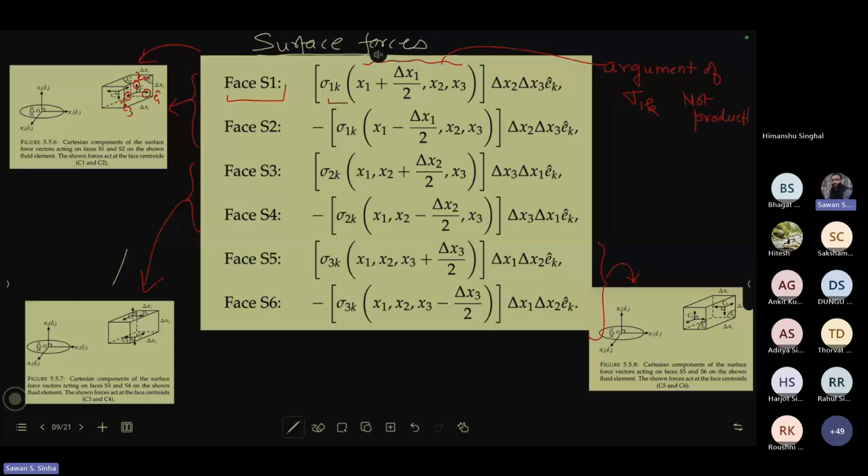Now pay attention, this expression is loaded in the way that I am using index notation, sigma 1k ek. There is one repeated index, so this whole thing has three terms, the summation of three terms: sigma 11 e1, sigma 12 e2, sigma 13 e3. I have written it in a compact manner because I don't have much space on the slide. So on face S1, this is the force that is acting.